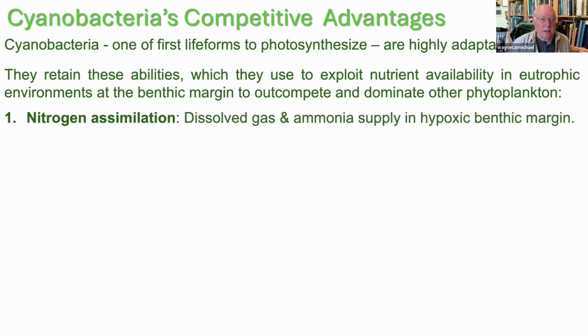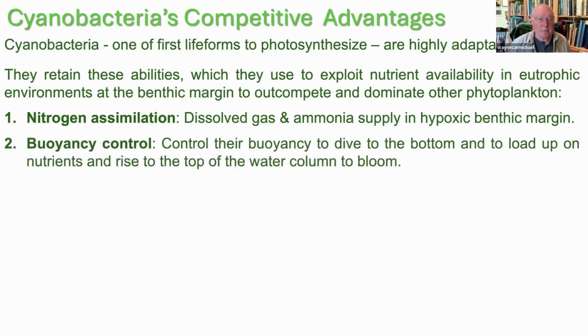Doing this, they have some tools. A key tool is nitrogen assimilation. They have the ability to fix atmospheric nitrogen through specialized cells. So they can actually use dissolved nitrogen gas in particular. They also can go and use ammonia supplies much more efficiently than other phytoplankton, especially at the hypobenthic margins.